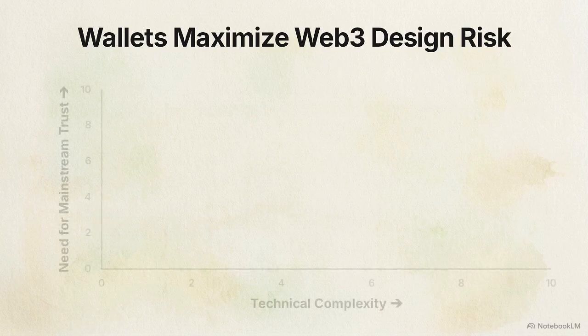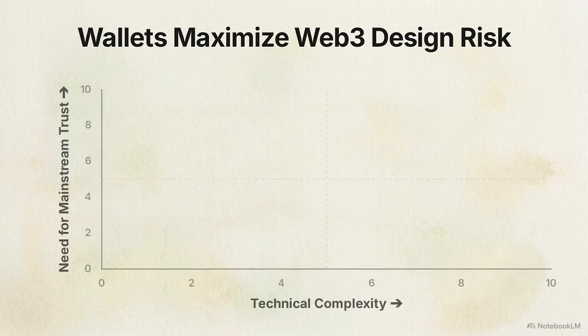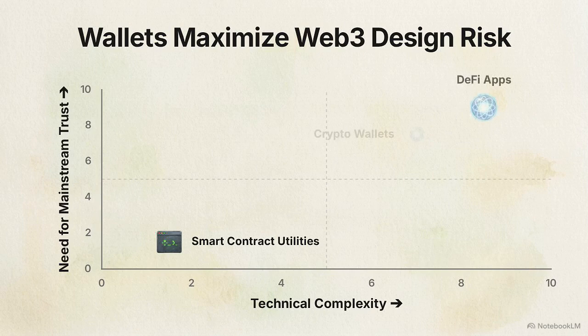This chart maps different types of blockchain applications to show exactly where design risk is highest. We are measuring technical complexity against the requirement for mainstream consumer trust. Down here in the bottom left, we have developer-focused smart contract utilities. These require very little mainstream trust and rely entirely on utility, meaning they function with raw command line style interfaces.